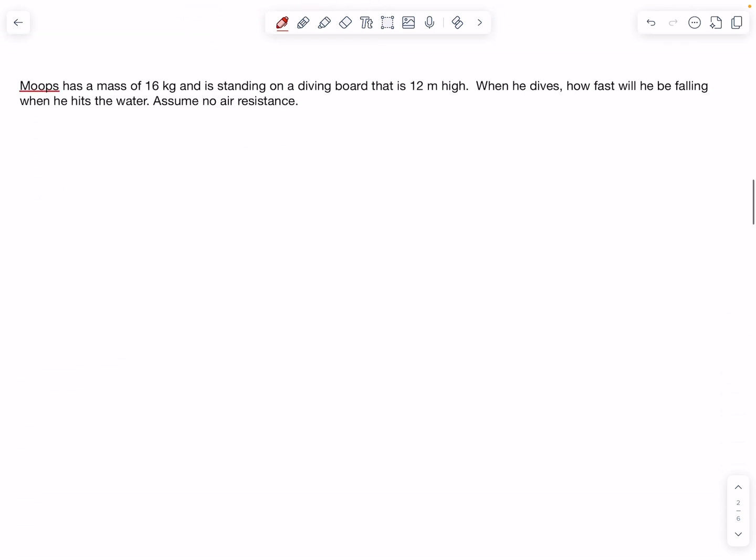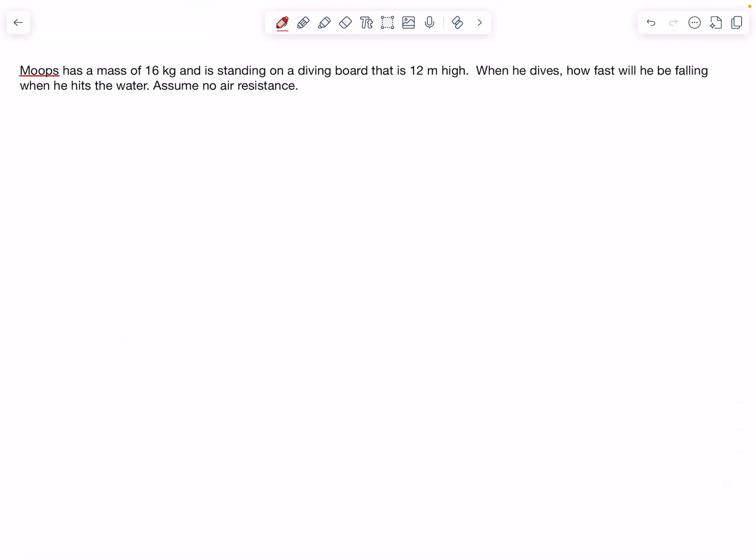All right, let's move on to conservation of energy. So we have some information. Moops has a mass of 16 kilograms, standing on a diving board that is 12 meters high. We're trying to figure out how fast he's falling. So let's write down some information. We have a mass, we have a height, and we're trying to figure out v. If you look carefully, there is not an equation that has m, h, and v in it. So we have to make our own. The other way to think about it is, if you're confused and you don't see an equation, draw a picture.